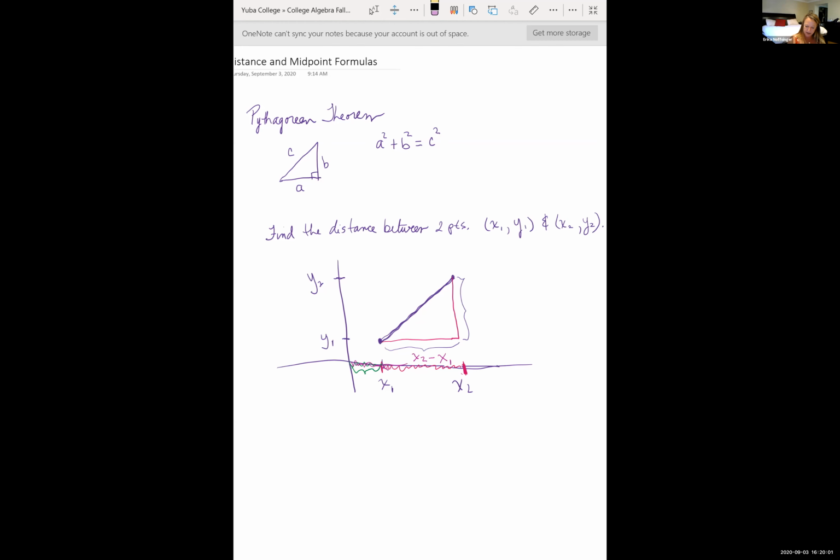So same kind of idea with my y values. I can figure out the length of this vertical line. Well, I know that y sub 2, if I looked at the distance from the origin up to this value, that's the length of this line. But if I subtract off this y sub 1 value, which is the distance from the origin up to here, that would just give me the length that I want. And that would be y sub 2 minus y sub 1.